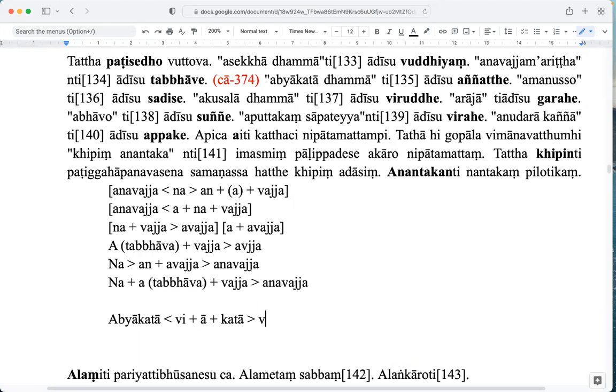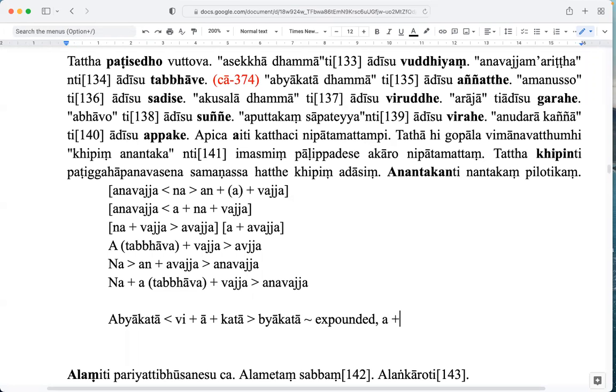The first one is, we have the Bhyagata. Bhyagata means expounded, or revealed, or illustrated. Bhyagata means expounded.